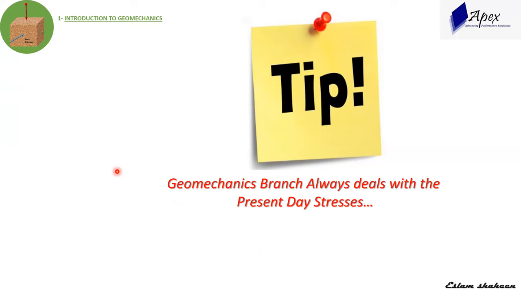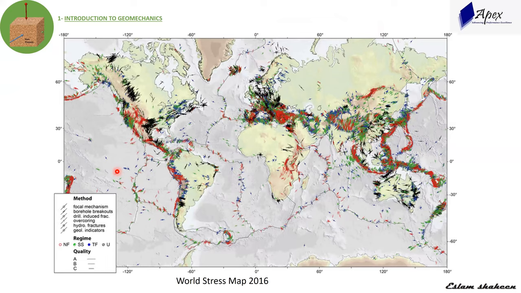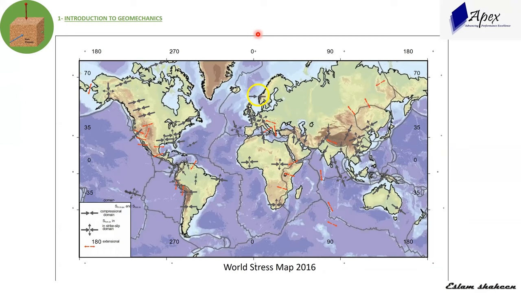This is the World Stress Map. These are stresses compiled by the GFZ Institute in Germany, by Mark Zoback, Oliver Heidbach, one of the pioneers in the geomechanics industry. It shows the stresses acting on the Earth's surface. Let's say we have an example here in Norway. We have here a compressional state, where the Earth is in compressional motion, in the North Sea area, okay? This is a present-day stress.